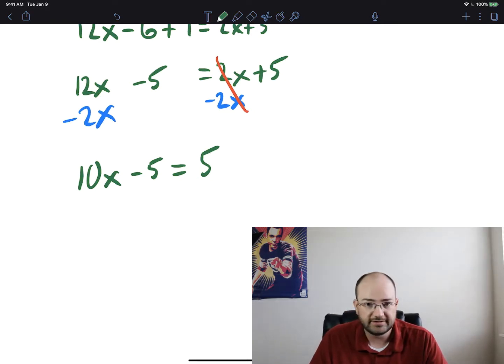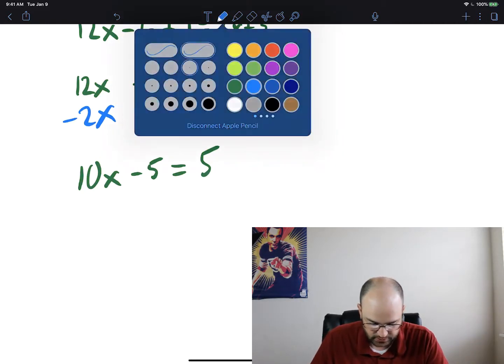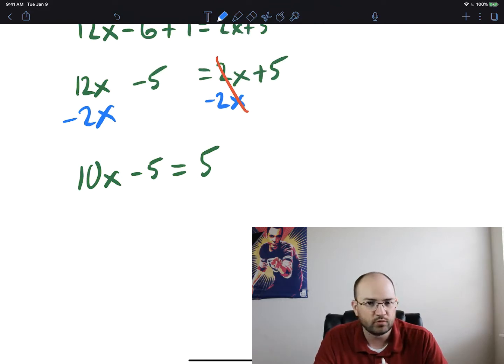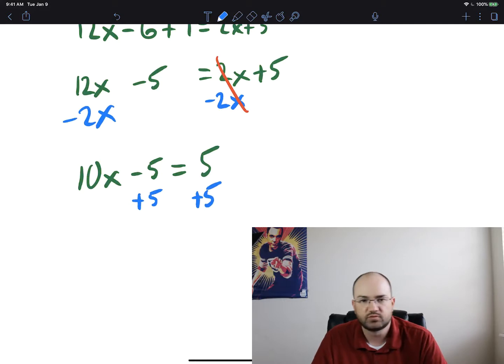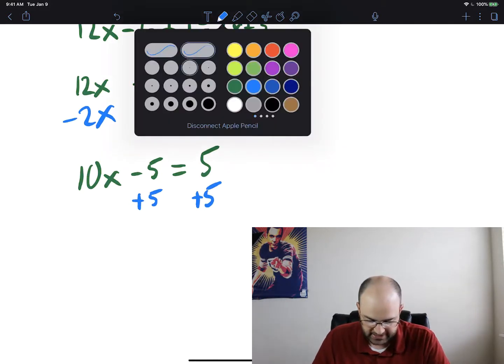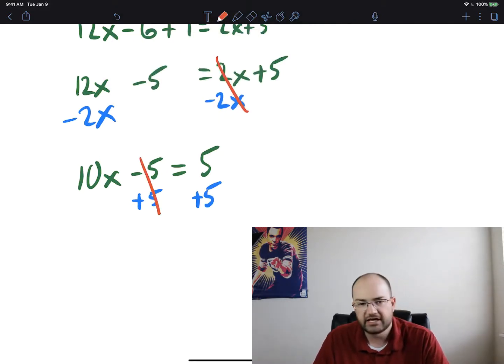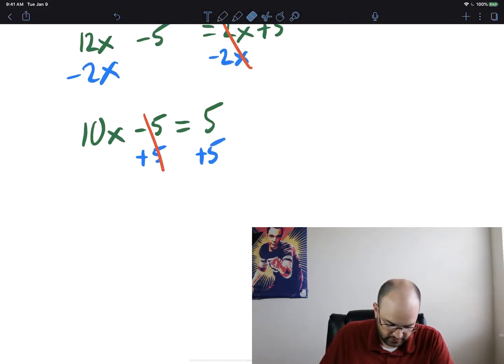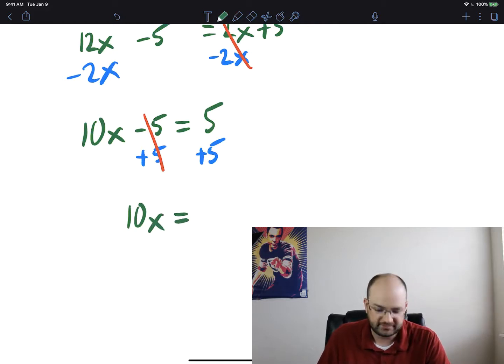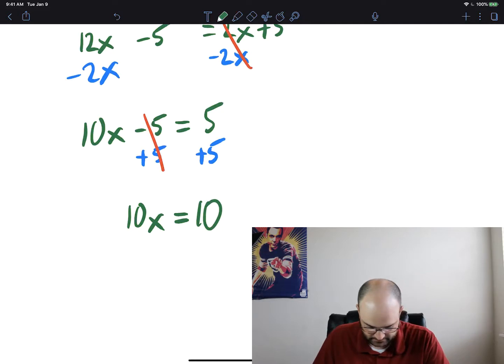Next, we need to get the constant terms to the other side of the x's. So we have the x's over here, which means this needs to move to the right-hand side. And to do that, we have a negative 5. We need to get rid of it by adding 5, because that's the opposite of subtracting. Notice that as a result, the negative 5 and positive 5 cancel each other. So on the left-hand side, you're left with just 10x, and on the right-hand side, 5 plus 5 is 10. Excellent. This is always where we want to get to.